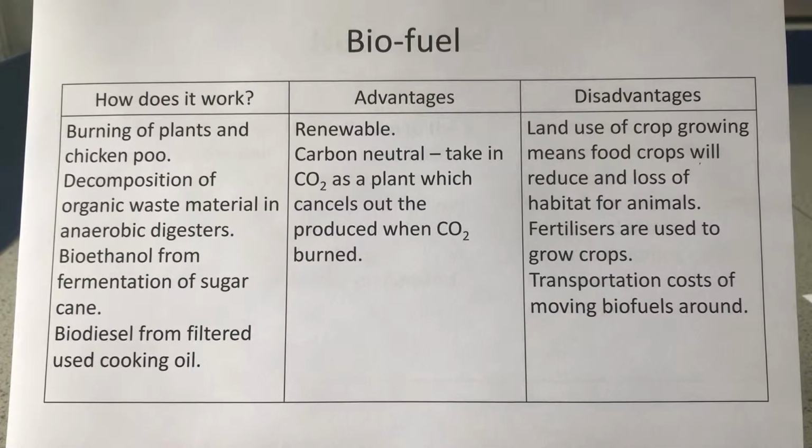Disadvantages: land use of crop growing means that food crops will reduce and loss of habitat for animals. We see this in B7 again with deforestation. Farmers are realising that they don't want to grow crops for food because they can get more money from growing the sugarcane and making bioethanol from it. They use a lot of fertilisers to grow the crops quickly, particularly as they're not being used for food. They can justify doing it to get the biofuel quickly, and the transportation costs of moving biofuels around the country.